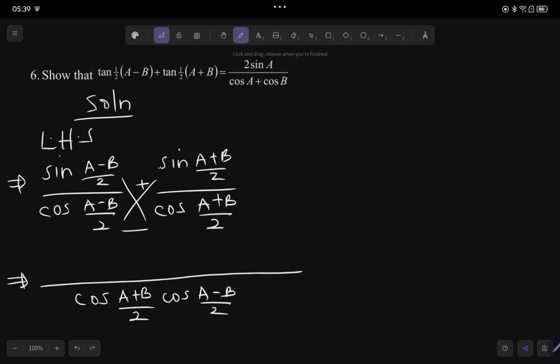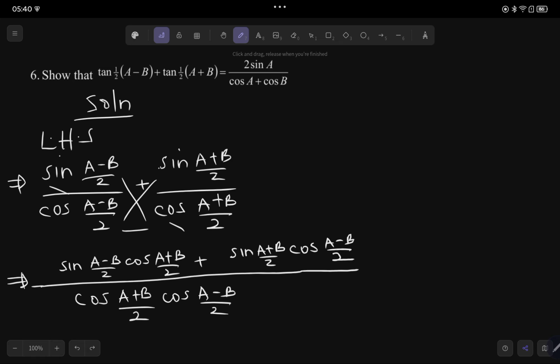That is in our denominator now. Now this one times this, you'll get sin of a minus b over 2 cos of a plus b over 2 plus, this will be sin of a plus b over 2 times cos of a minus b over 2.